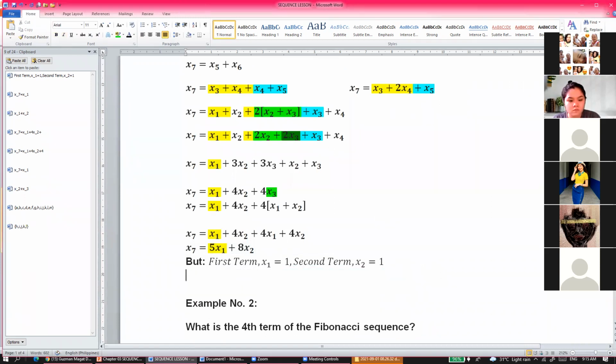So, anong gagawin ko ngayon? Substitution. Balikan ko yung last equation natin. Ang value ng x sub 1 is 1. So, buburin ko yan. Instead na x sub 1, lalagay ko na lang is 5 times 1. And then yung x sub 2, dahil ang value na is 1, papalitan ko rin yan. Lalagay ko 8 times 1. What do we have? 5 times 1 is 5, plus 8 times 1 is 8, we have 13. So finally, ang 7th term is 13.